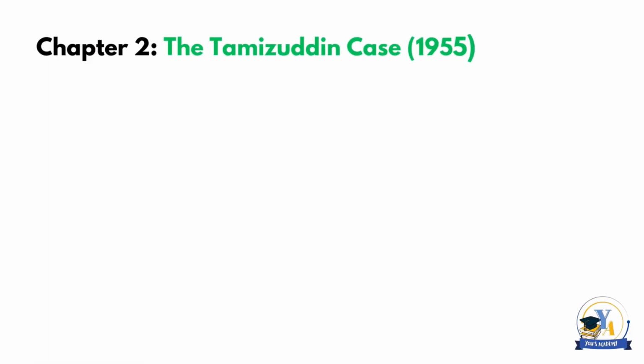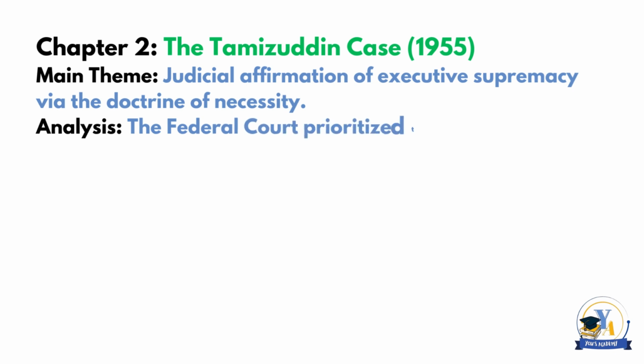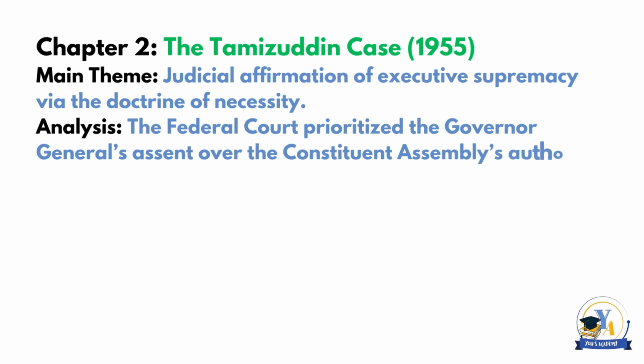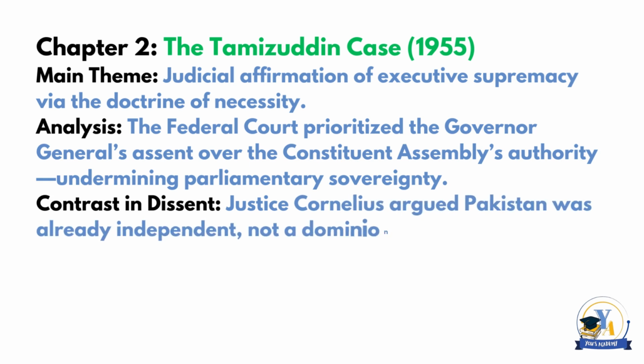Chapter 2: The Tamizuddin Case, 1955. Main theme: judicial affirmation of executive supremacy via the doctrine of necessity. Analysis: the Federal Court prioritized the Governor-General's assent over the Constituent Assembly's authority, undermining parliamentary sovereignty. Contrast in dissent: Justice Cornelius argued Pakistan was already independent, not a dominion, signaling early judicial dissent.